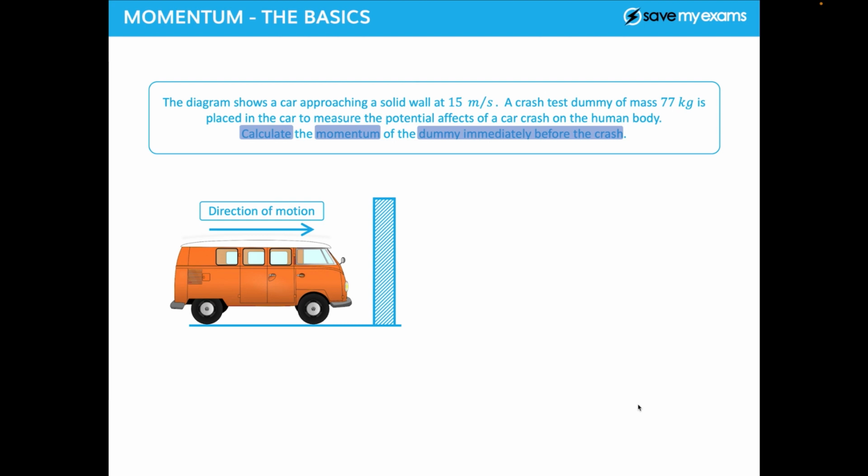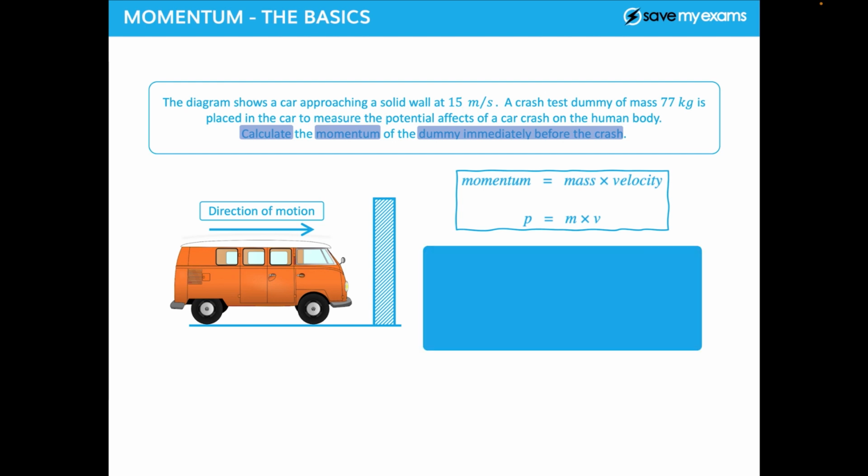Now, just as a reminder of the theory, momentum is mass times velocity. We want the momentum of the dummy, and we've got the mass of the dummy over there. What's important to point out is that the dummy is inside the vehicle, so it will also have a speed or a velocity of 15 meters per second.